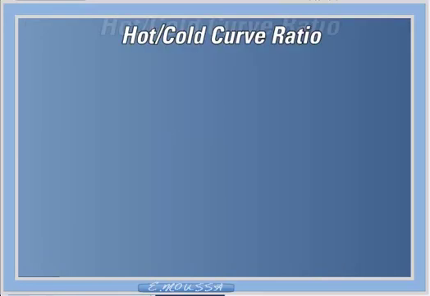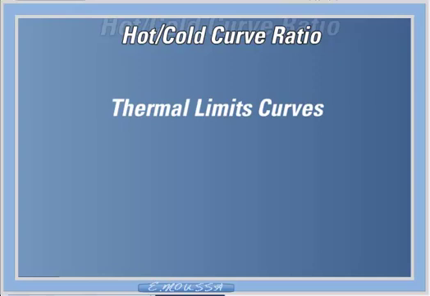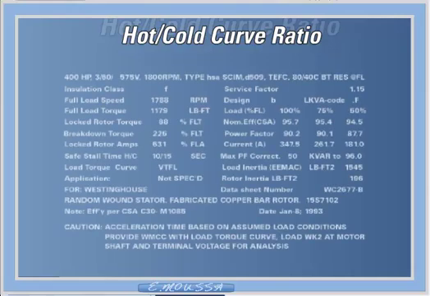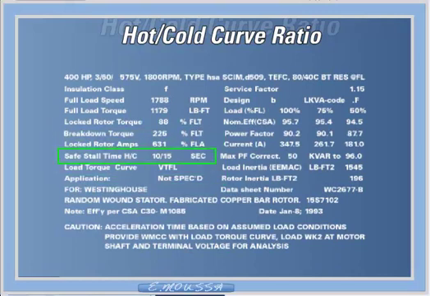Determining the hot-cold curve ratio. The hot-cold curve ratio can be determined from either the thermal limits curves, if provided, or from the hot and cold safe stall times. If the hot and cold safe stall times are used to determine the hot-cold ratio, simply divide the hot safe stall time by the cold safe stall time.